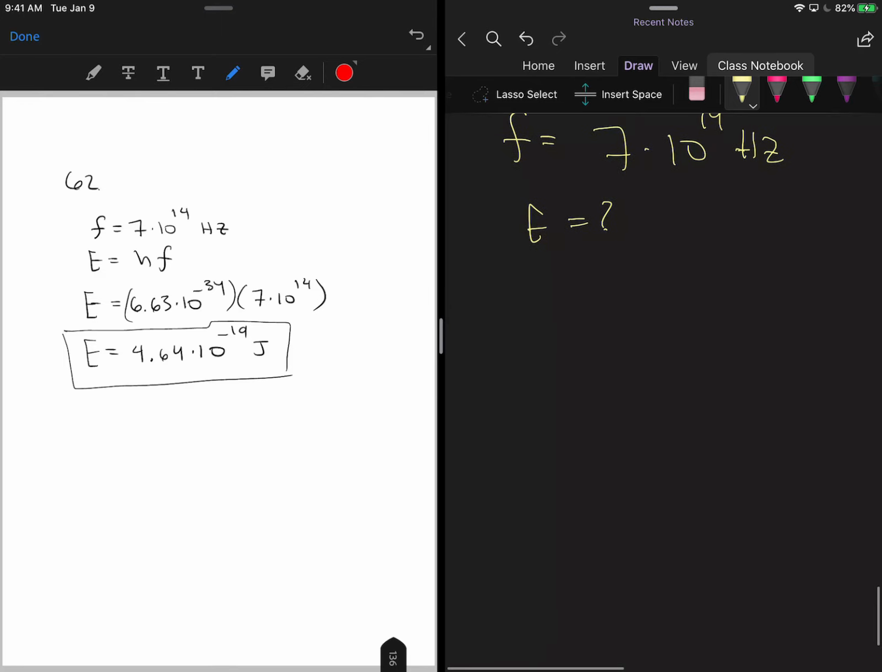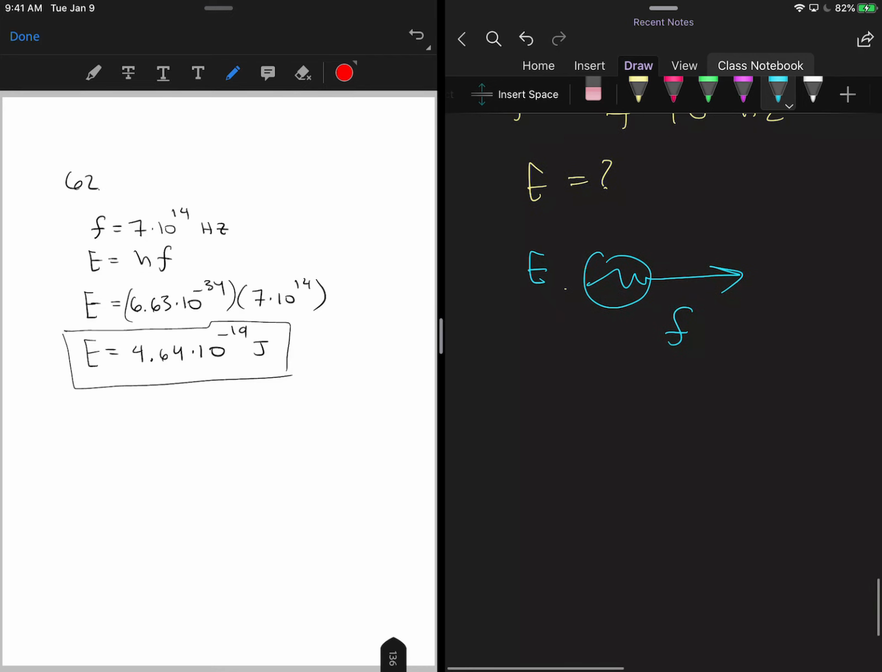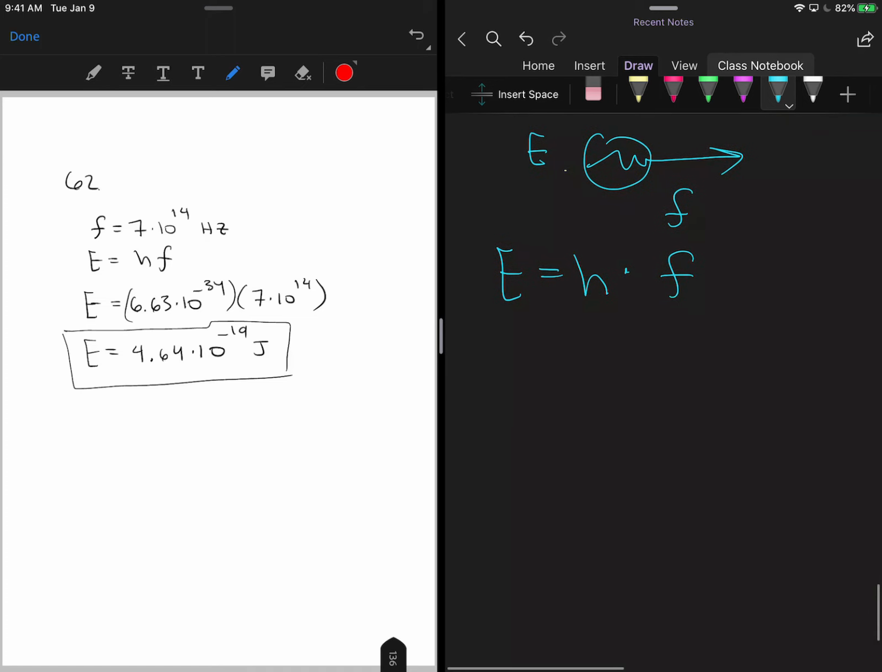So here, what this corresponds to is that you have a photon or packet of blue light. And the packet of blue light has a frequency f, and we're going to find the energy of this photon. And the equation is just the energy is going to equal Planck's constant multiplied by the frequency. And so we just have to plug in here.